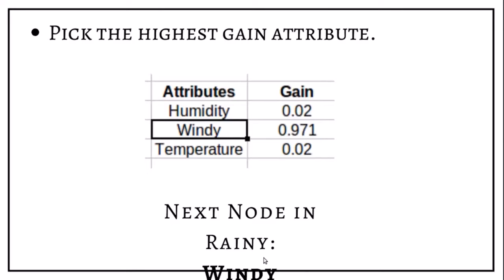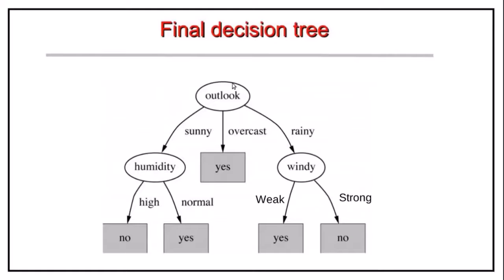So the next node in rainy will be what? Windy. So the final decision tree will look something like this. We have outlook. In the outlook we have 3 decision rules, that is sunny, overcast and rainy. For overcast we can directly write yes, but for sunny again you have to check for humidity. If the value is high, then it will be no. If the value is normal, then it is yes. And similarly for rainy, we will check another attribute, windy. If windy is weak, then yes. If it is strong, then no. So this was all about decision tree.